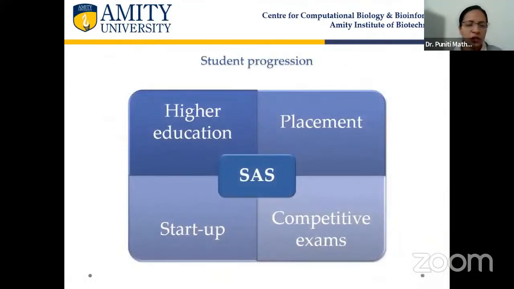Continuing on student progression, when students join us, we ask them to fill in a student aspirational survey, which is what SAS stands for, the Student Aspiration Survey. The student is asked what he or she wants to do: go into higher education, have a startup after completing the graduation, or opt for a placement. We offer on-campus placements to students, or they may want to appear in competitive exams and change their line.